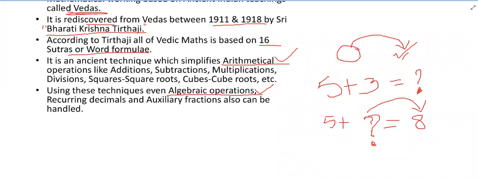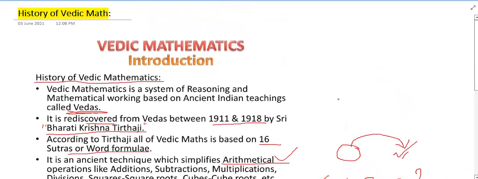So as you said, in place of the question mark, you just substitute x, right? 5 plus x equal to 8. x will be 8 minus 5, that will be 3. Okay. Yes, sir. These are the uses, and this is the history regarding Vedic maths.